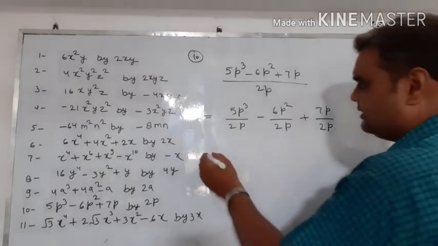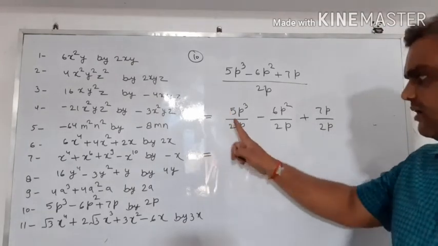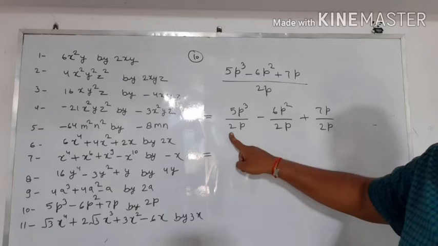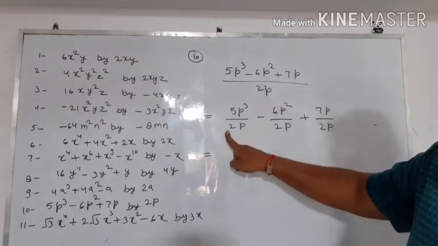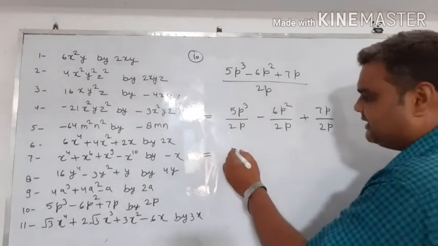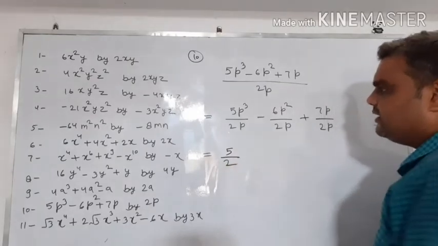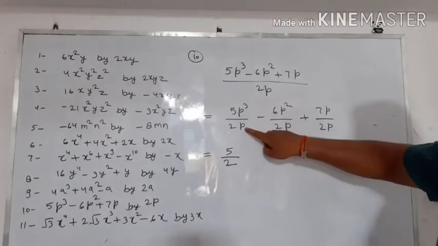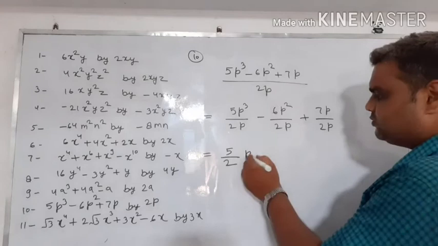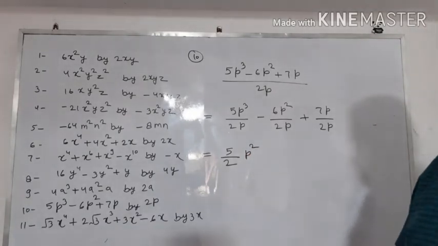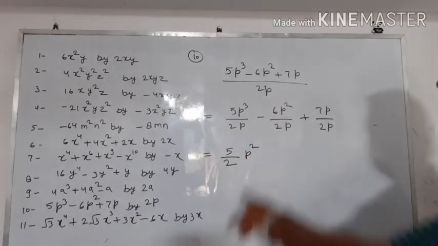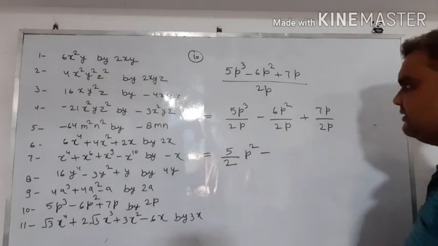What will happen then? This 5 we cannot divide by 2, so we will write it as it is, 5 upon 2. And when p cube is divided by p, we will have p square. Is that clear? After that, minus sign, put minus sign there.